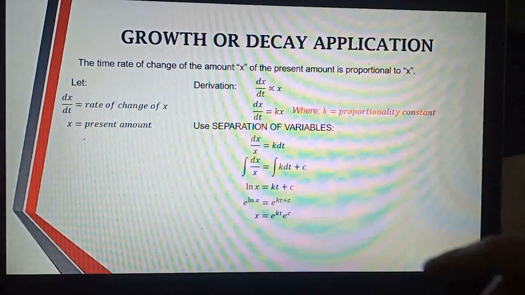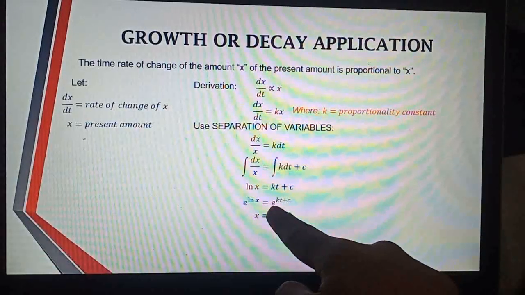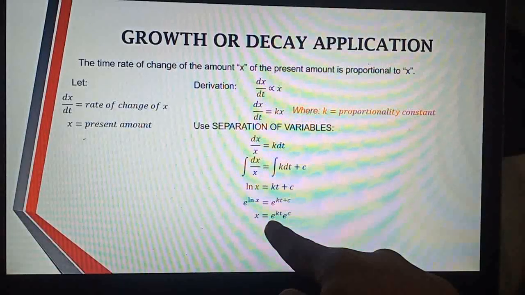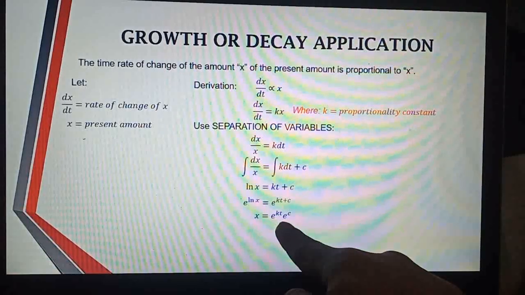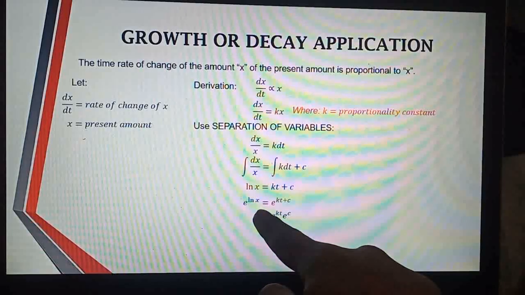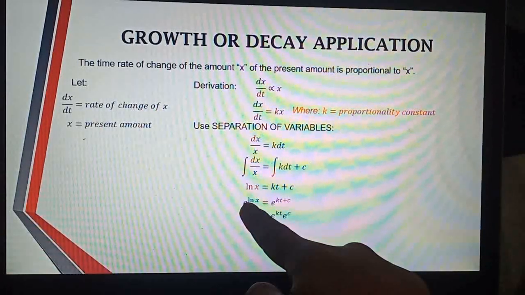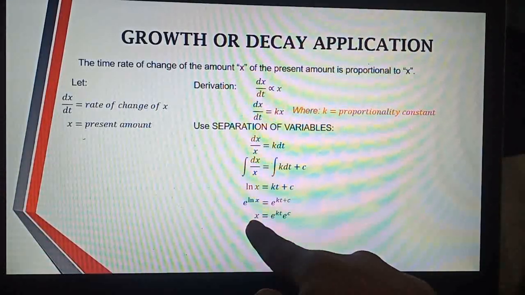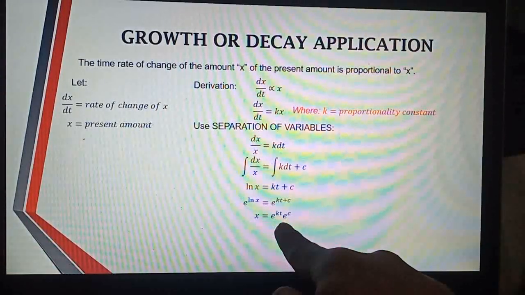But since we have the property, on this side we can separate the exponent. We will now have e raised to kt multiplied by e raised to c, which have the same base e. Then the exponents are separated. On the other side, if we have e raised to ln, what remains is just the argument of the natural logarithm, which is x. So we will have an equation of x equals e raised to kt multiplied by e raised to c.